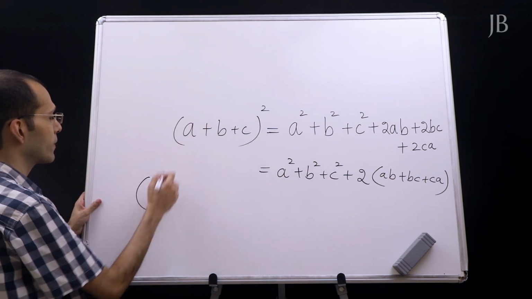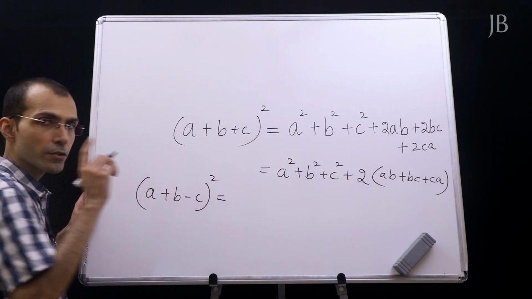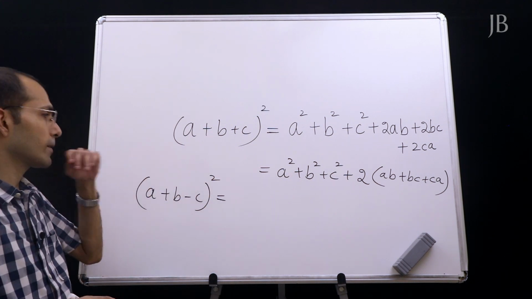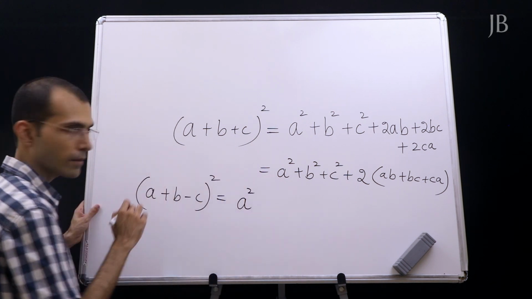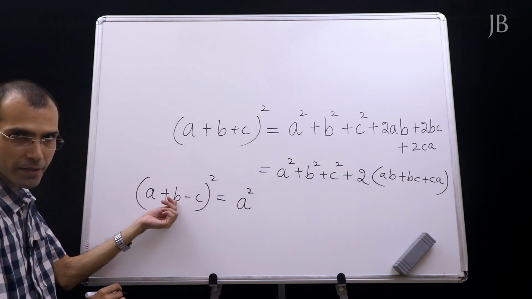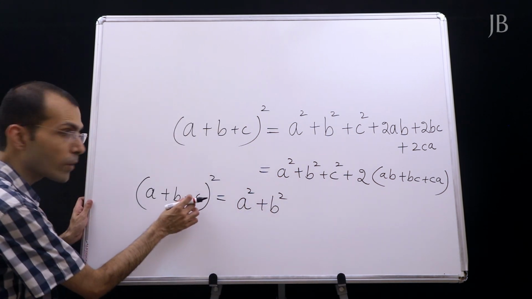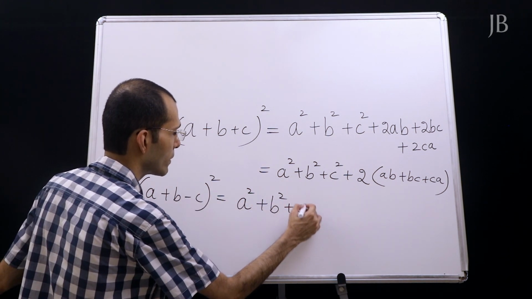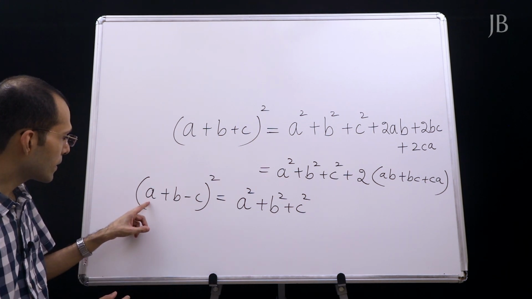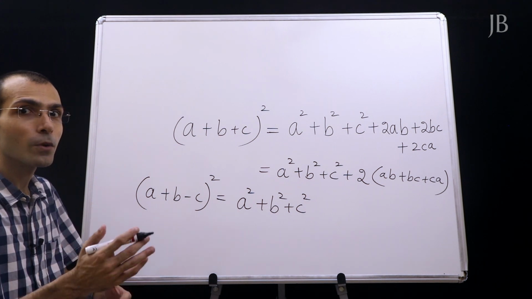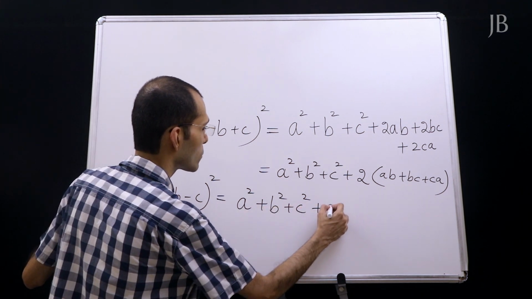Now let us take a little modified version. (a + b − c) the whole square. First you try without looking. You can pause the video and try this. Okay. And then look here. Square first term, a square. Square second term, plus b square. Square third term, plus c square. Whenever you square, terms are positive, so no problem of sign. Now what? First term into second term into 2. Sign to be adjusted logically, so positive into positive is positive. So plus 2ab.